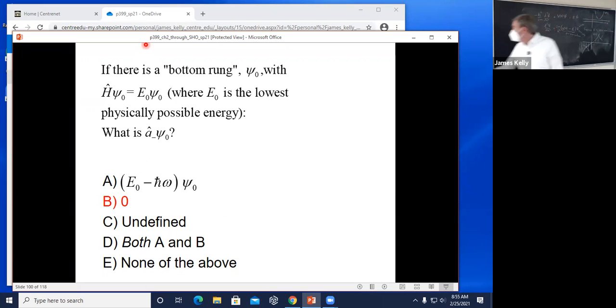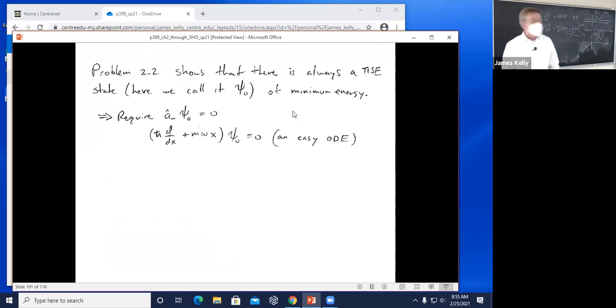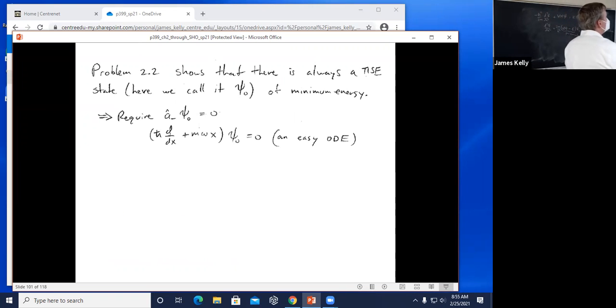Okay, so almost through the logic here. Remember, to get this ladder of states, we need to find one state, and this psi 0 is going to be the state that we find. This is a differential equation in disguise. What we've got to do is grab the definition of A minus in terms of the momentum operator and the position operator, put it there, and put a 0 on the other side. And that's an ordinary differential equation.